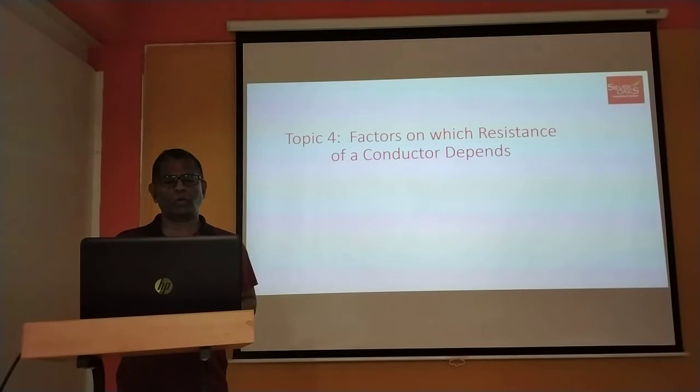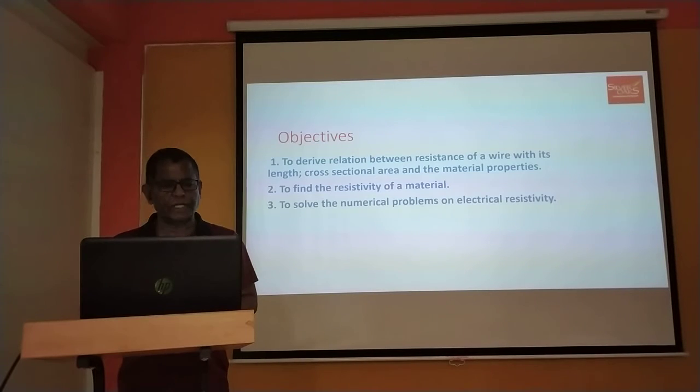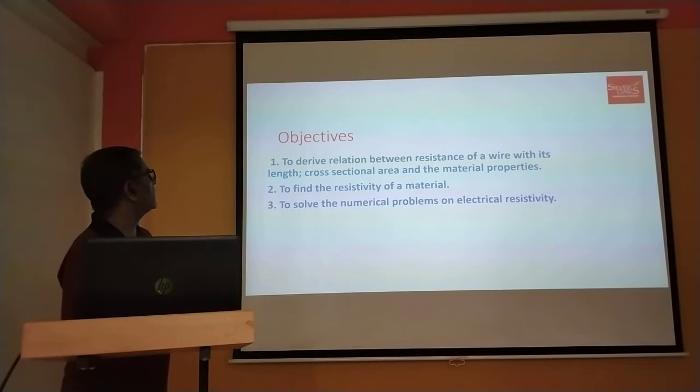So you already know about resistance, so now we will discuss whether it is a property of the material or the physical dimensions of the material which determine the resistance. So the objective of this class is that we will be deriving the relation between the resistance of a wire and its length, cross-sectional area and the material properties.